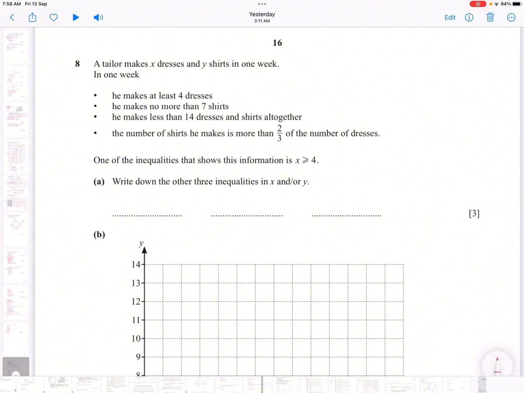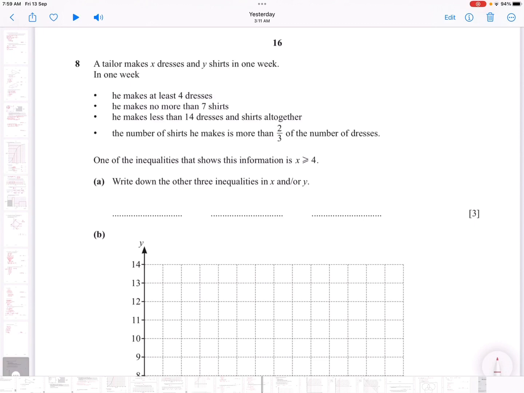A tailor makes X dresses and Y shirts in 1 week. In one week, he makes at least 4 dresses, he makes no more than 7 shirts, he makes less than 14 dresses and shirts altogether. The number of shirts he makes is more than two-thirds of the number of dresses. One of the inequalities that shows this information is x is greater than or equal to 4. Write down the other 3 inequalities.